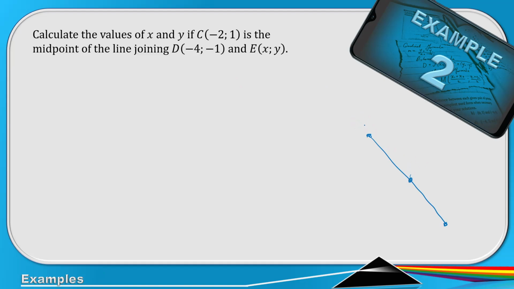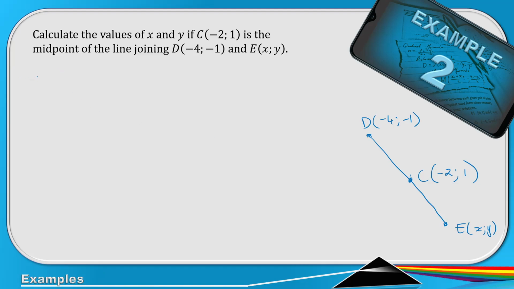So this is going to be D, minus 4 and minus 1, and this is going to be E, which is x and y, and then this is going to be C, which is minus 2 and 1. Okay, so now we know the midpoint, we don't know one of the other points. So we're going to substitute everything into the formula, what we know, and then also what we don't know in terms of x and y.